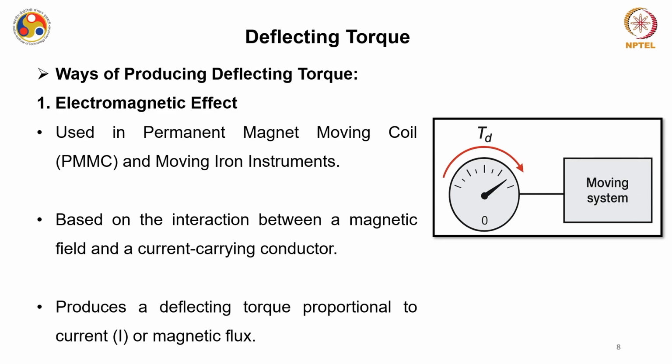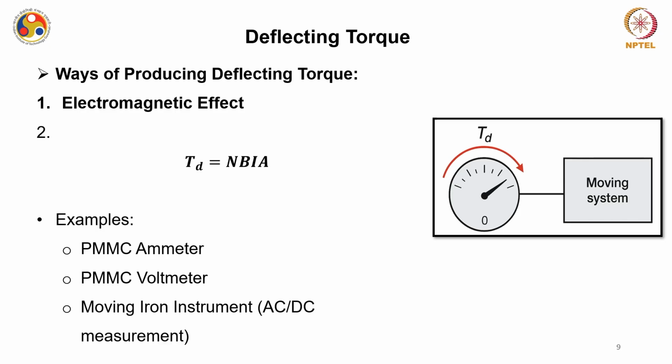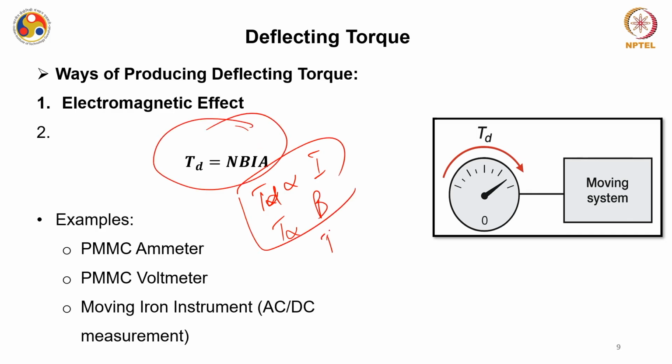Okay. So, the deflecting torque which is produced in this case, TD, is mostly proportional to the current I. It is also proportional to the flux value. We have seen the basic torque equation for the PMMC instrument, for example. So, when you have this torque proportional to the current and proportional to the flux, the equation of the torque looks something like this: torque is equal to a certain value K multiplied by B and I.